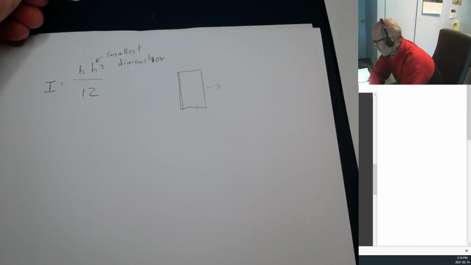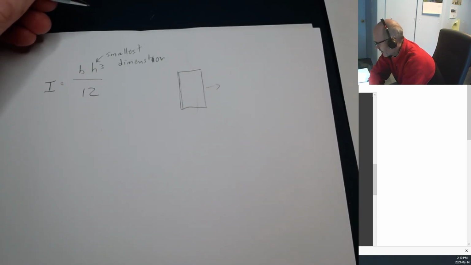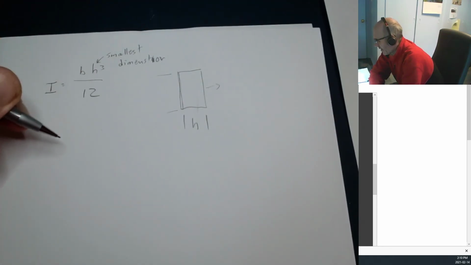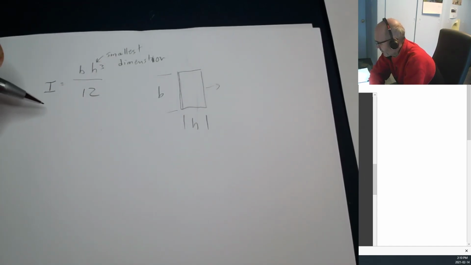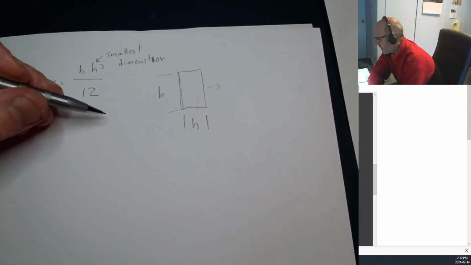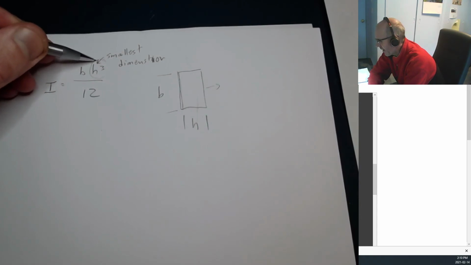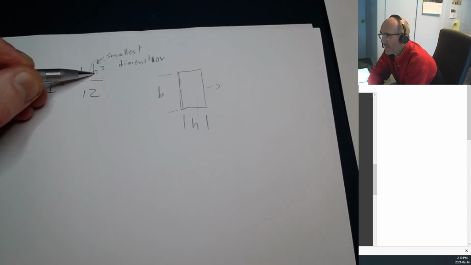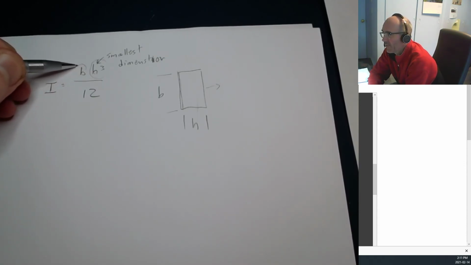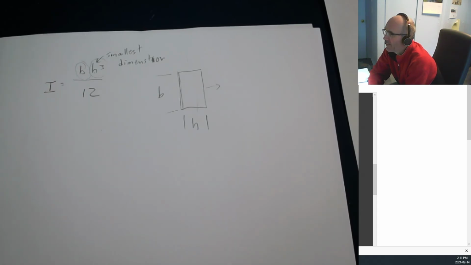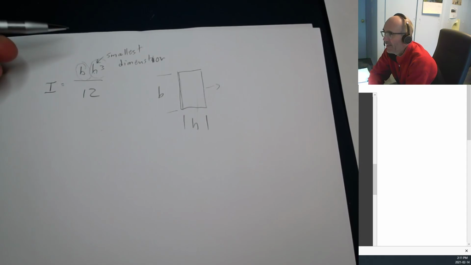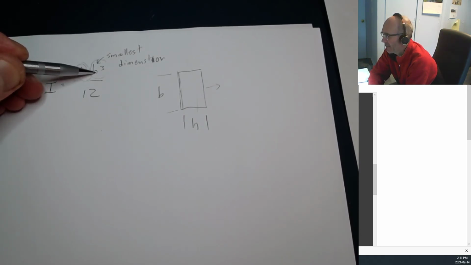So our H in this case is going to be this direction right here. Okay, and our B is going to be in that direction right there. So if you can increase the smallest dimension of your structure, then you get a benefit of H cubed. But if you can only increase the big dimension, then you only get a linear B to the 1. Double this and your column is twice as strong. Double this and your column is 8 times as strong.